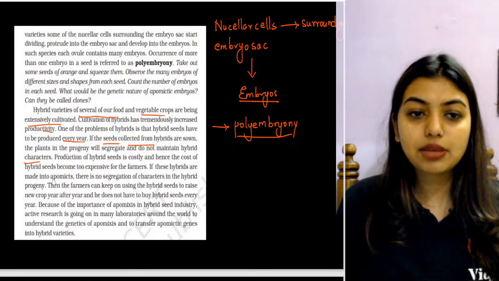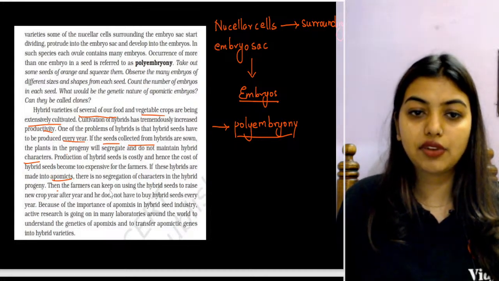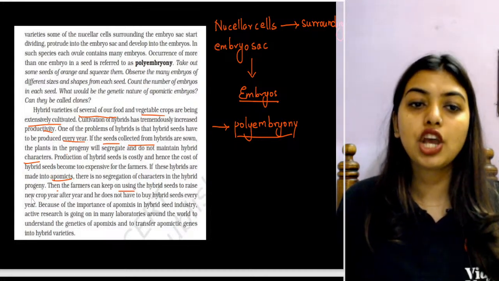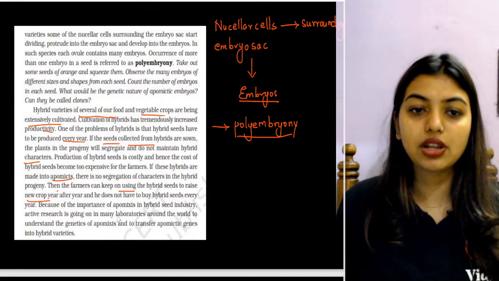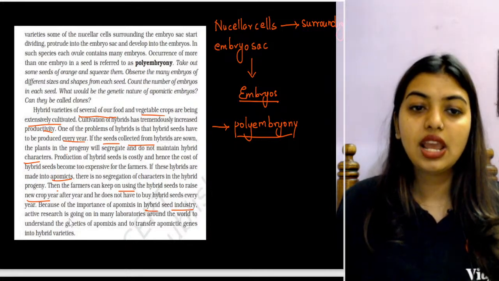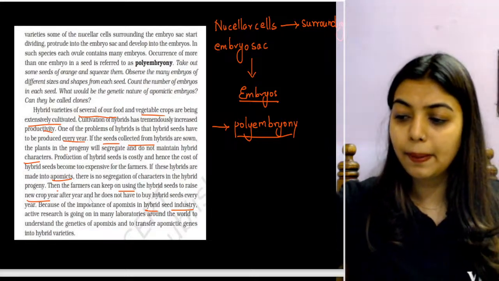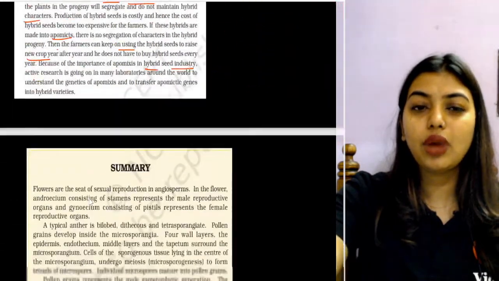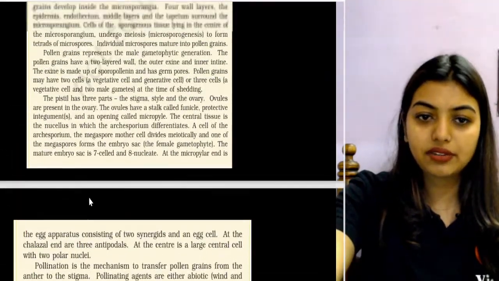If these hybrids are made into apomicts, there is no segregation of characters in the hybrid progeny, then the farmers can keep on using hybrid seeds to raise new crops every year and do not have to buy hybrid seeds every year. Because of the importance of apomixis in the hybrid seed industry, active research is going on to make it very convenient.